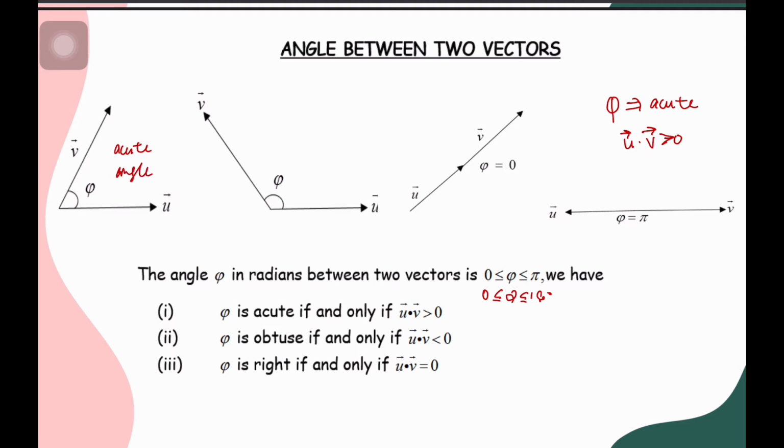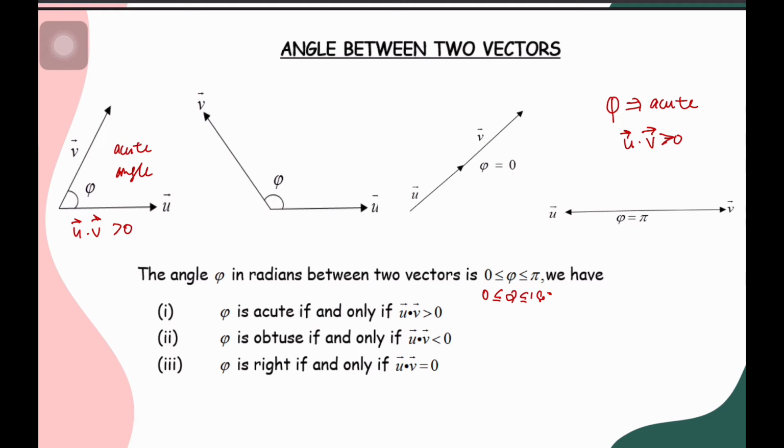Okay, so nak check sama ada phi kita ni acute angle ke tak, kita cari dot product of U and V. So kalau kita dapat dia greater than 0 means that our phi is acute angle. Acute angle means it's less than 90. Okay, then phi is obtuse if and only if the dot product of U and V is less than 0.